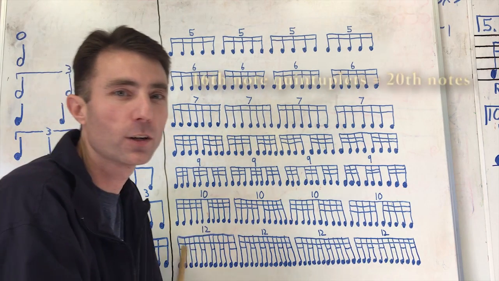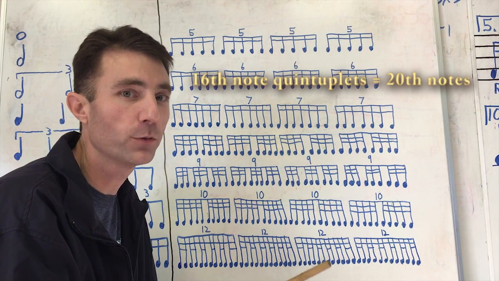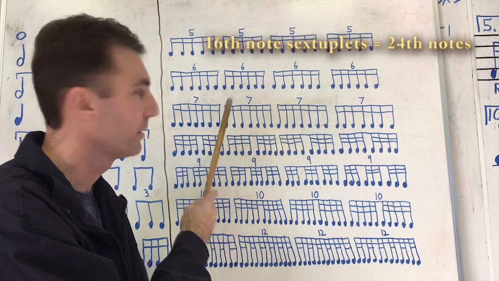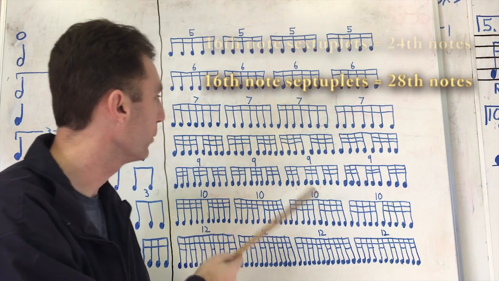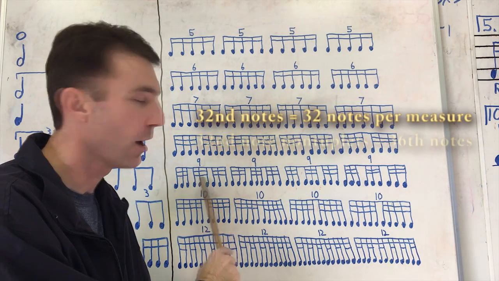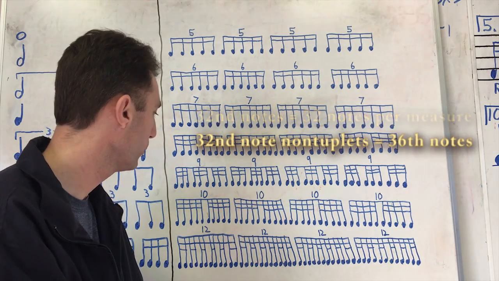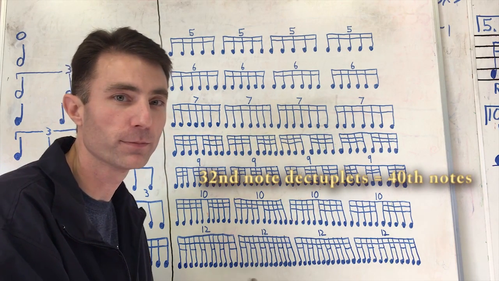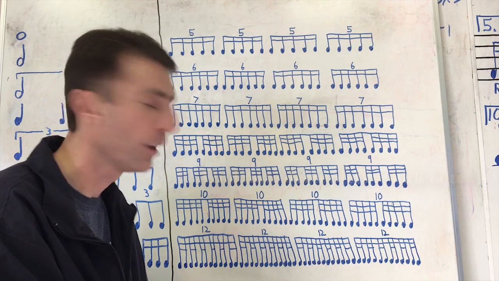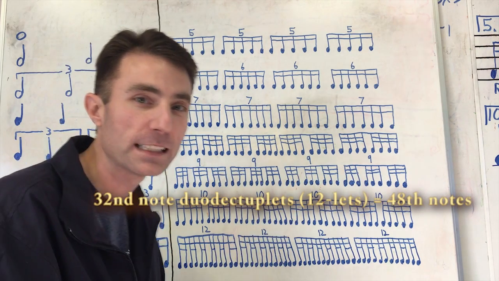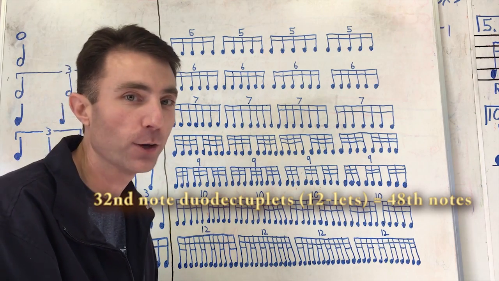So quintuplets could also be called 20th notes. Sextuplets could also be called 24th notes. Septuplets could also be called 28th notes. 32nd notes, most of us know. Nontuplets could be called 36th notes. And then you've got 40th notes. I skipped 11. And then 12th notes, 12lets would also be called 48th notes.